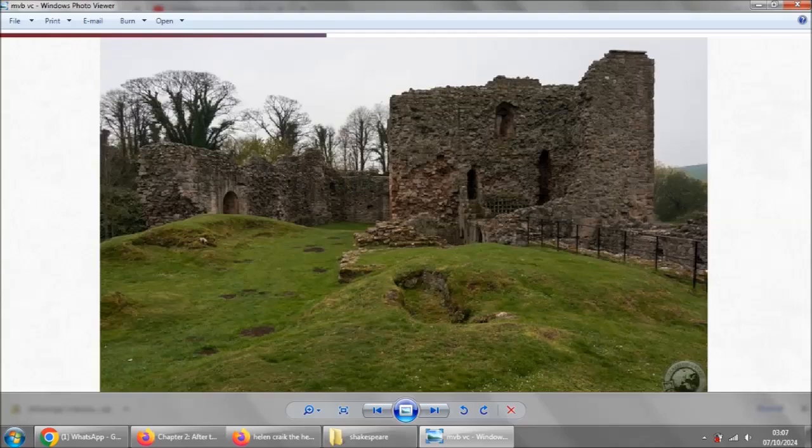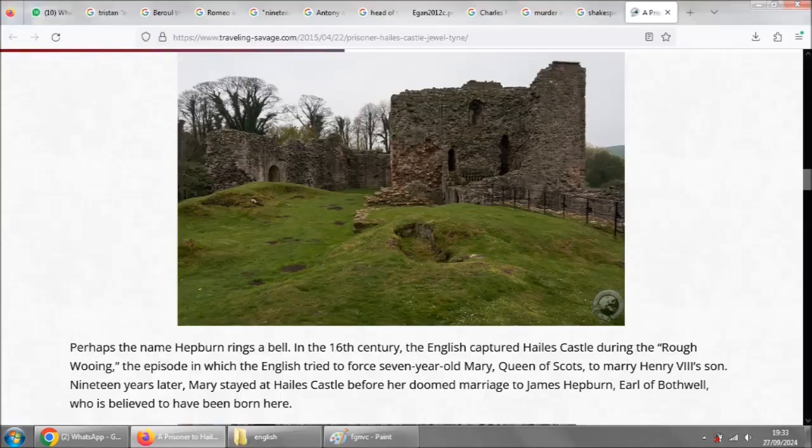Yeah, so many people look at this and they're going to say, hey, this is a castle. Yes, because you just see a bunch of walls there. It could be anything. You see? It could be anything. So now what do we know about this so-called alleged castle? Okay, perhaps the name Hepburn rings a bell.